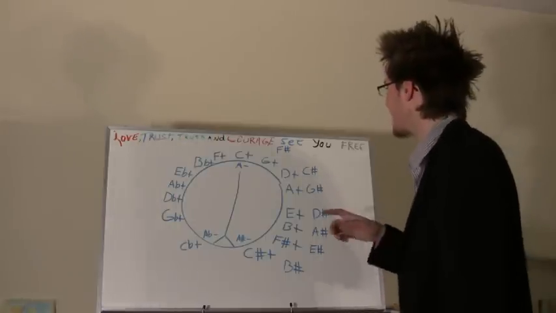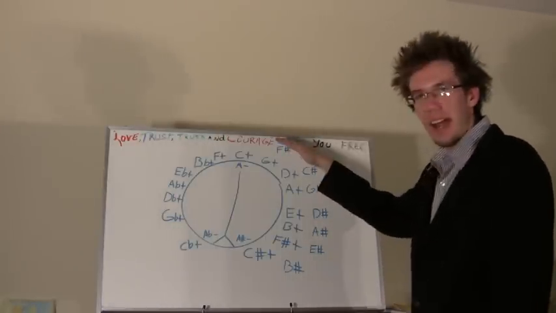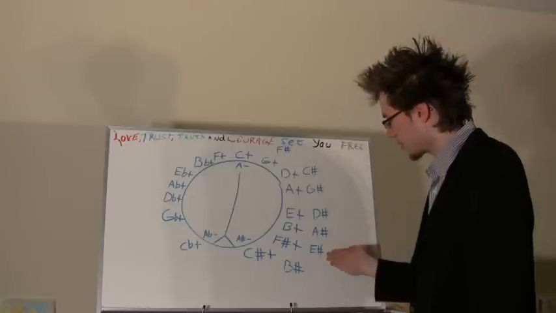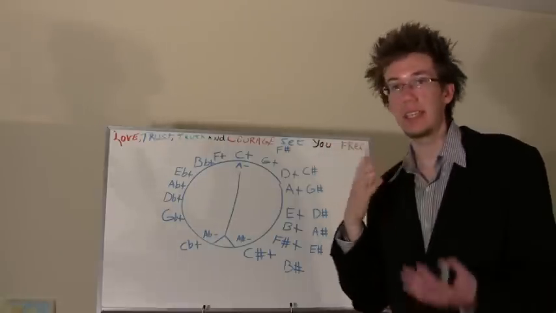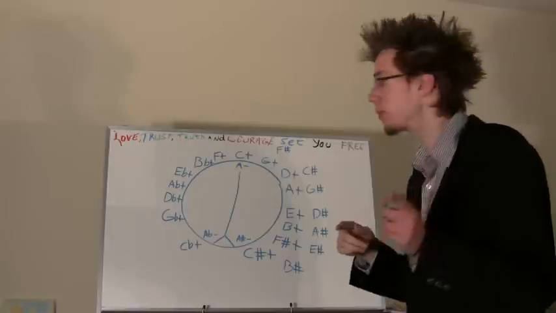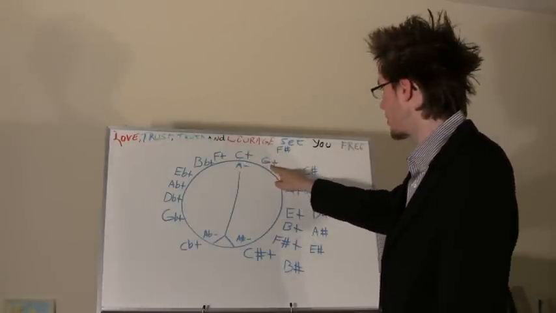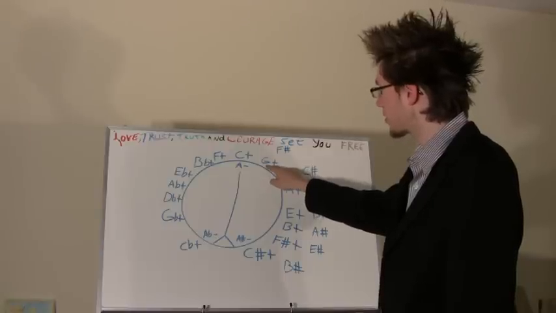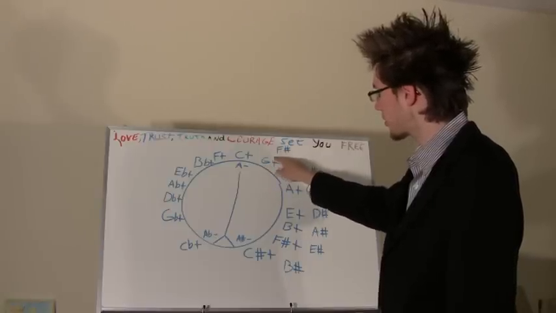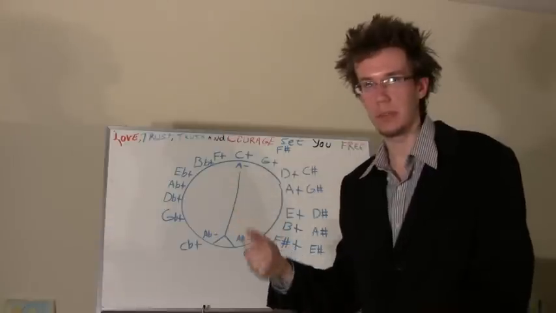Alright, so now we're going to add all the sharps. This is all the sharps that would be in the key signature for each scale. Now this is how it works. If we want the key signature for G major, we find G major right there. There's an F sharp. So F sharp is in G major.